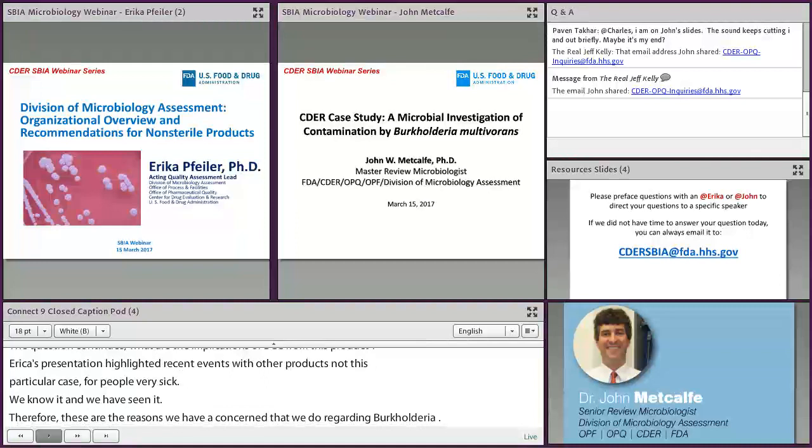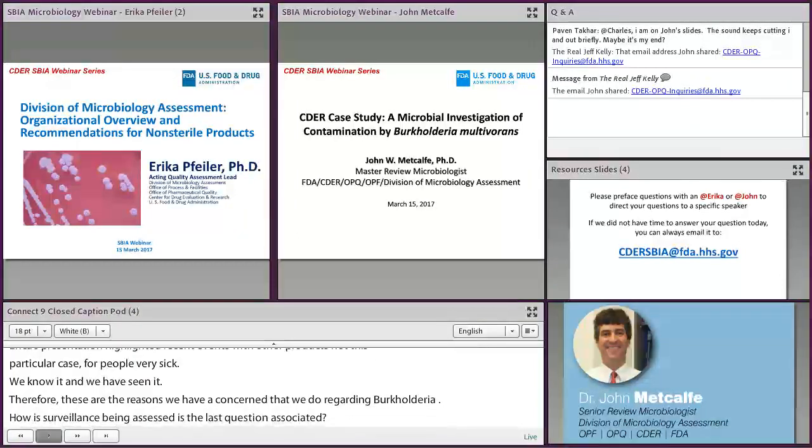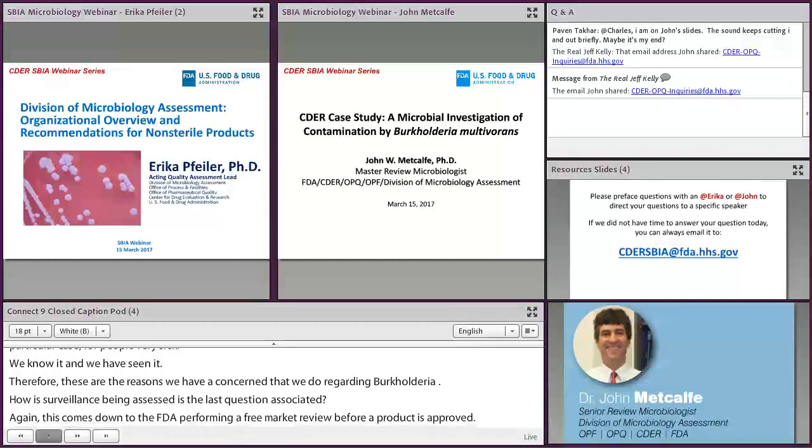How is surveillance for patient risk being assessed was the last question associated with this. And again, this comes down to FDA performing a pre-market review before a product is approved. And as was described in our sessions today, if you're a company that is going to send us an application for an aqueous non-sterile drug, we're going to make sure that you have a BCC mitigation policy in place.